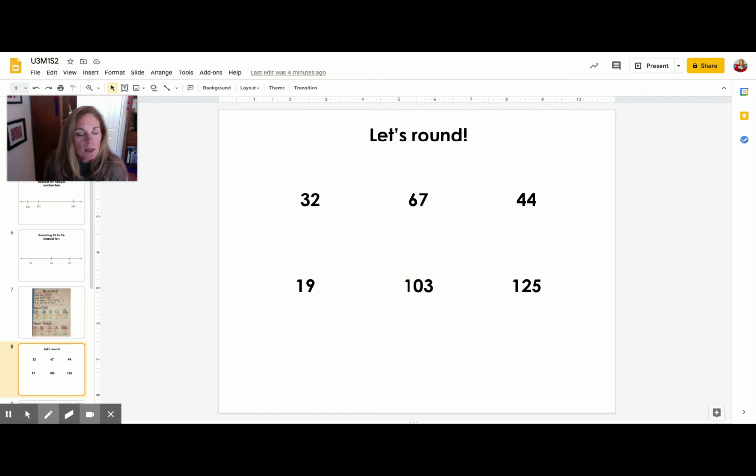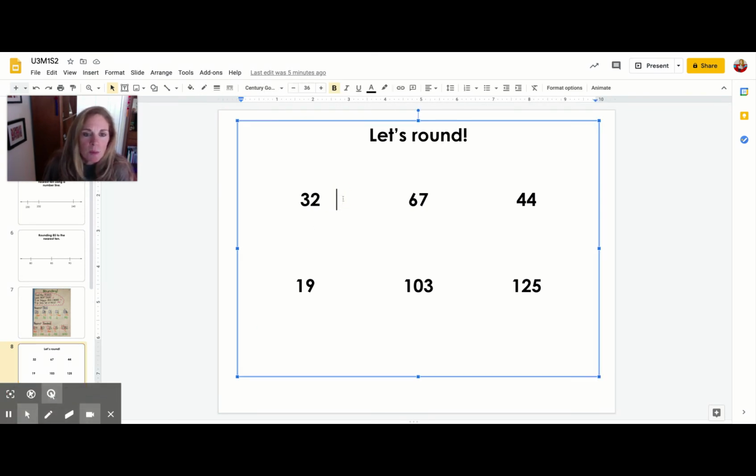Let's round. I'm going to give you some time. So this slide, you are going to think about using your own brain power and what you know about rounding. You're going to click on the spot next to each number and you're going to round those numbers. So 32, again, we're rounding to the nearest 10. So rounding to the nearest 10 means this number is going to be either 30 or 40.